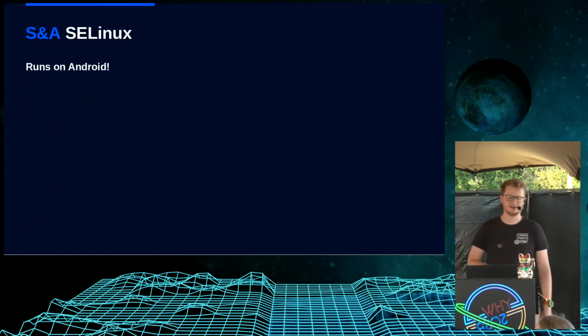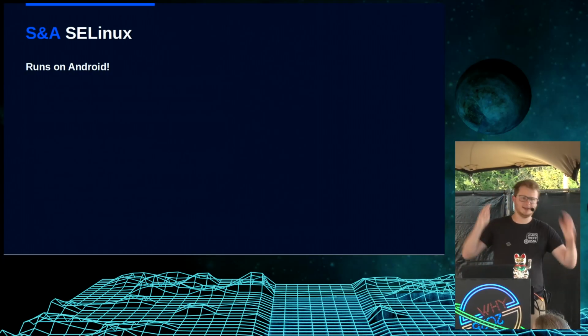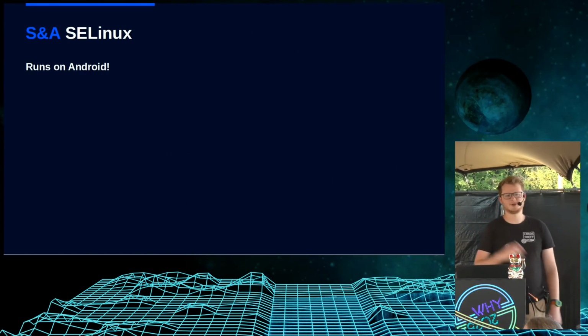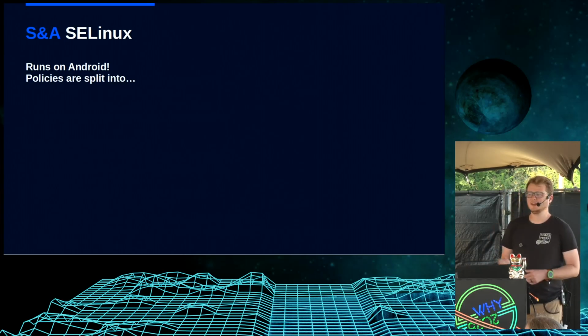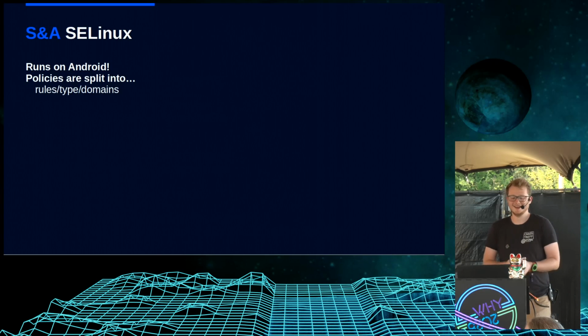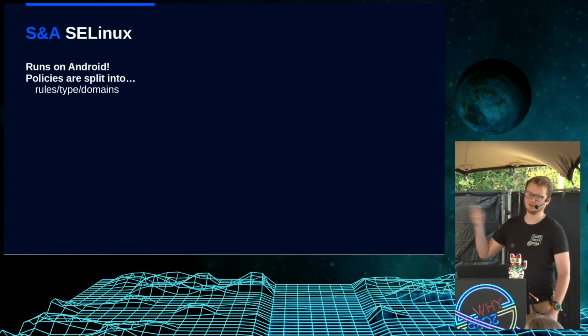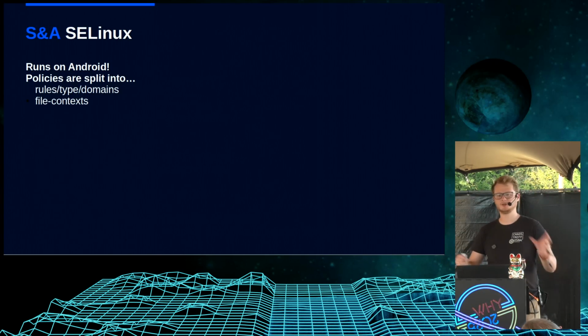So yeah, SELinux runs on Android. Yay! This is also one of the primary locations you can find it, but not on your Debian server. SELinux is really, really, really complex. It is split up into different rule sets, types, and domains. Those are controlled using a file context.